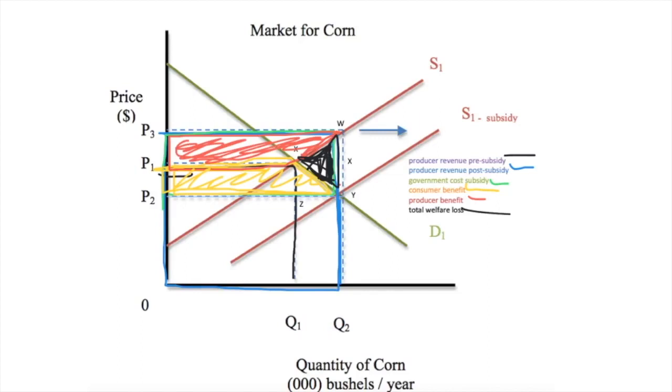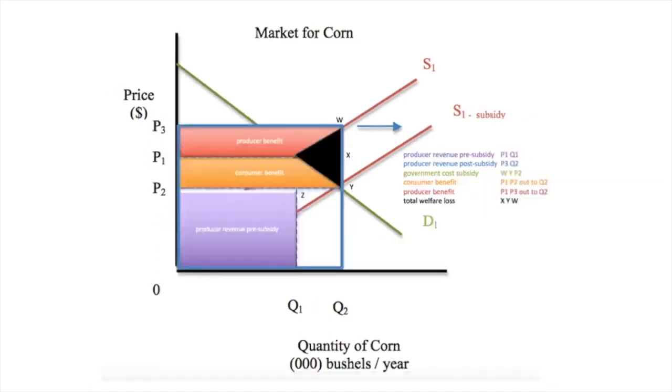Okay? So now, if we clean that up a little bit, it'll look like this. Wow. All right. What just happened? Well, the one thing you can't see is this right here. Okay? So underneath here, the producer revenue pre-subsidy is in purple, but that was P1 out to here and Q1. So that is producer revenue pre-subsidy, right? Producer revenue post-subsidy, well, we know that's P3, Q2. And on the exam, that's just how you would want to say it. You would want to use these coordinates, okay?